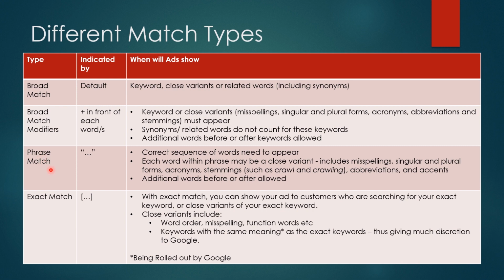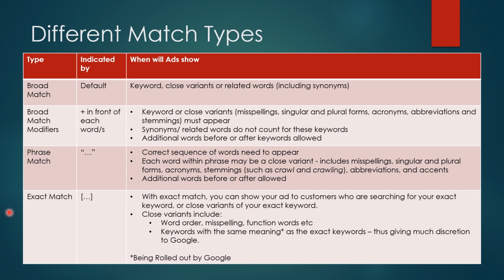You then have what is known as a phrase match, and here it is essential that the correct sequence of words need to appear. Each word within the phrase may be a close variant, and this includes misspelling, singular and plural forms, acronyms, stemmings such as crawl and crawling, abbreviations and accents. And here, like the broad match modifiers, additional words can appear before or after the phrase match keyword.